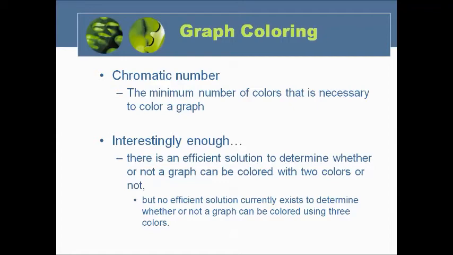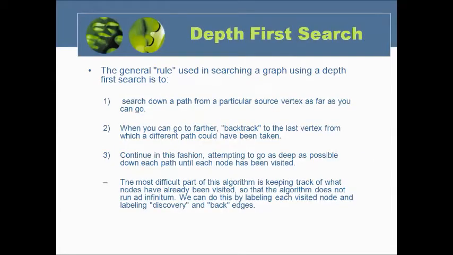Interestingly enough, there is an efficient solution to determine whether or not a graph can be colored with two colors. But no efficient solution currently exists to determine whether or not a graph can be colored using three colors. So we have what we call the DFS, or the depth first search.